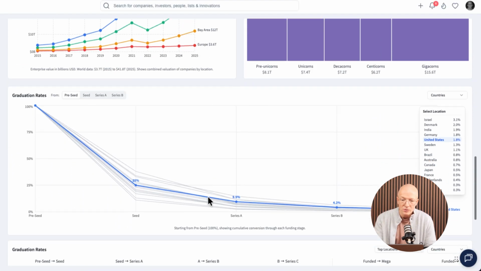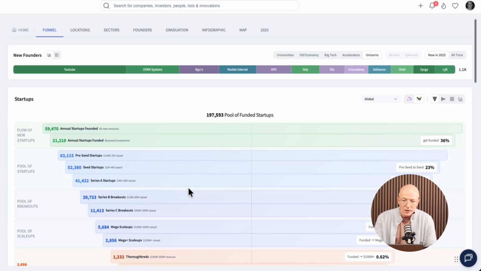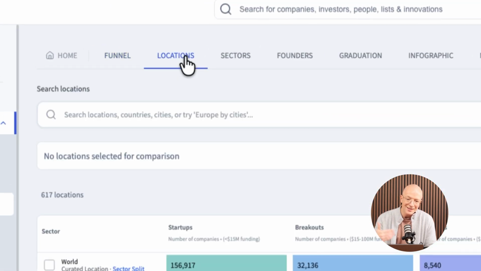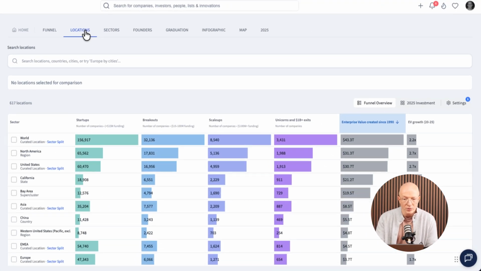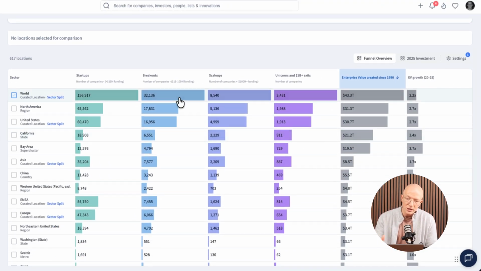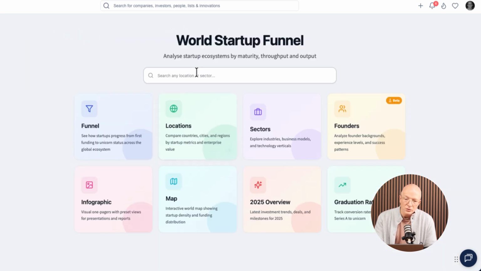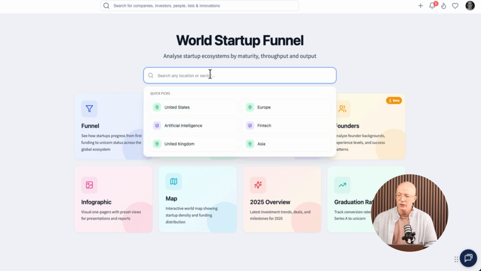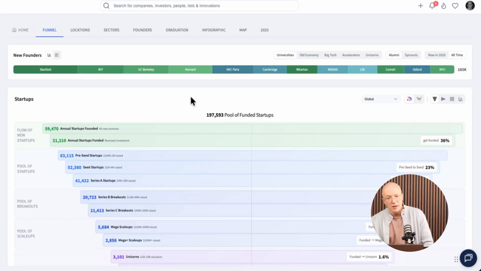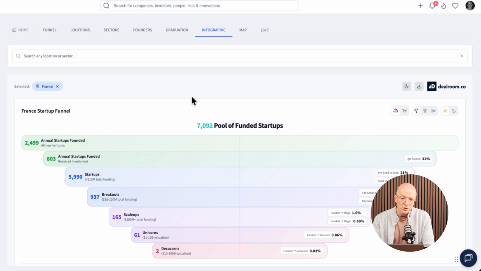More here on outcomes, more here also on graduation rates. But there is more, so you can also dive into specific locations. So for example, here you can see how these graduation rates look and how the funnel is successful or not across different locations, same for sectors. And there's a lot more here. I think the easiest way to show it to you is by going back now to the homepage. And from here, you can type in any location that you have in mind. So, for example, maybe you're interested in France, and then boom, you can see what the funnel looks like in France.